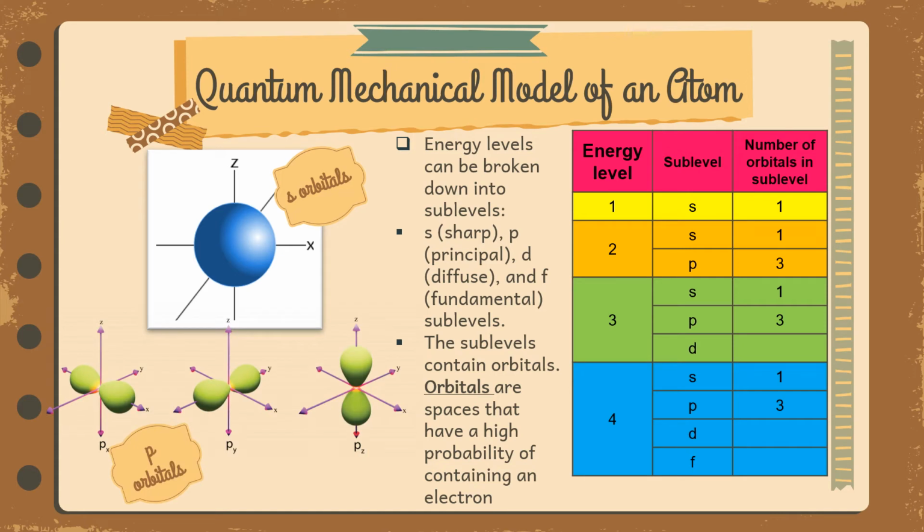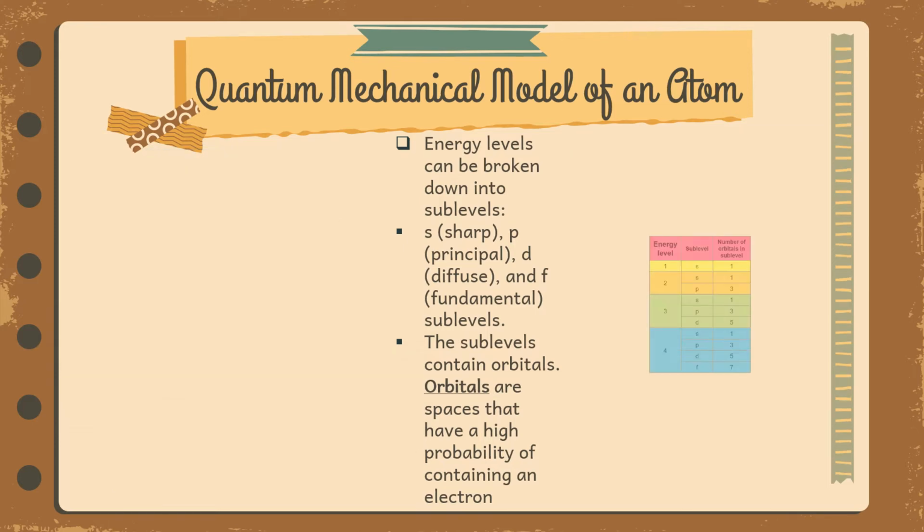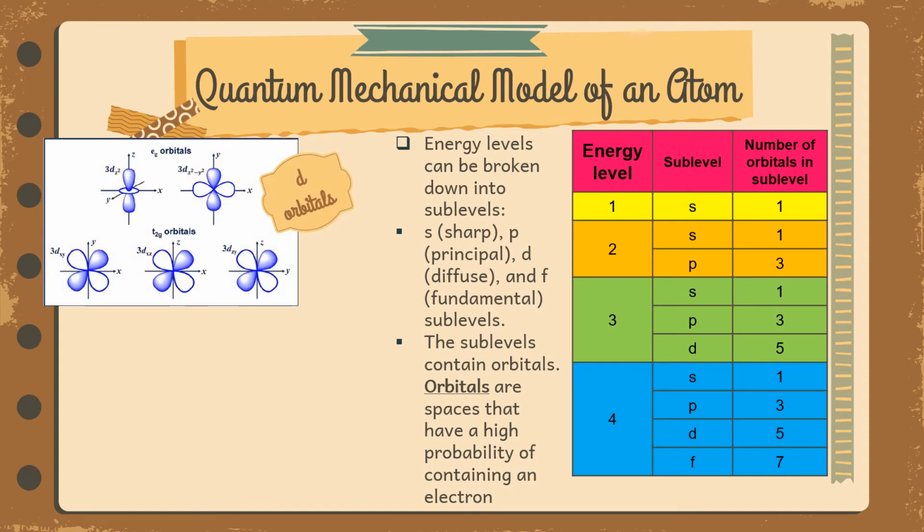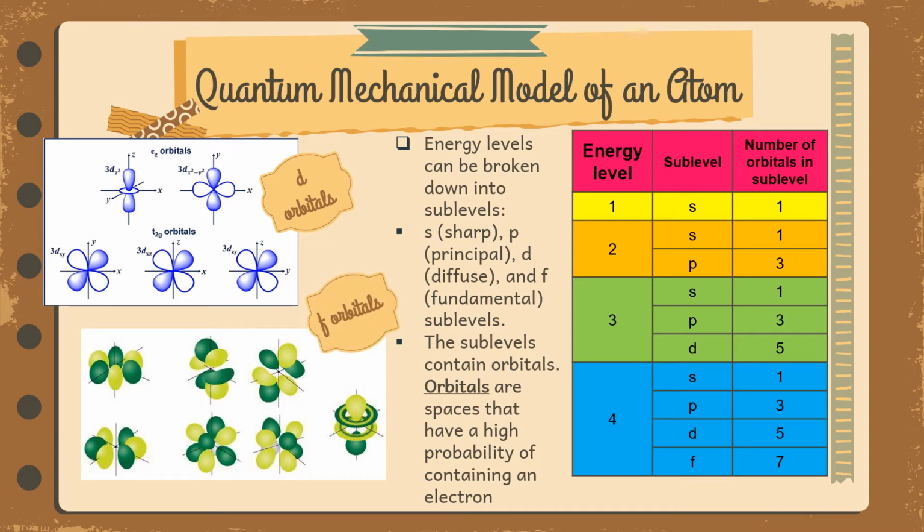The P orbital or P sublevel has three orbitals. They follow different axes. One follows the x-axis, the other one follows the y-axis, and the third one follows the z-axis. So we have three types of P sublevel. The D orbitals or D sublevels have 5 types. And last, for the F sublevel, we have 7 types or 7 orbitals.